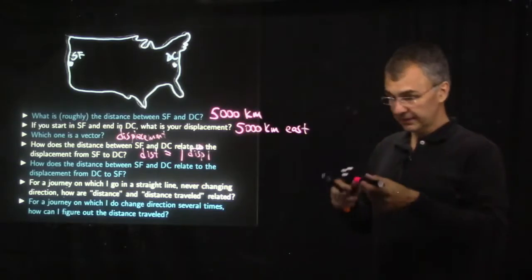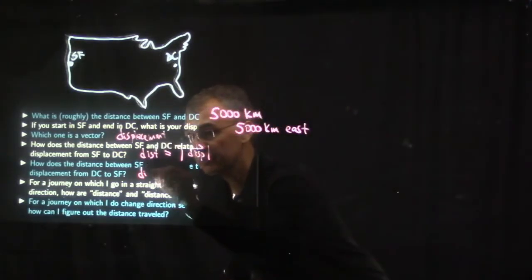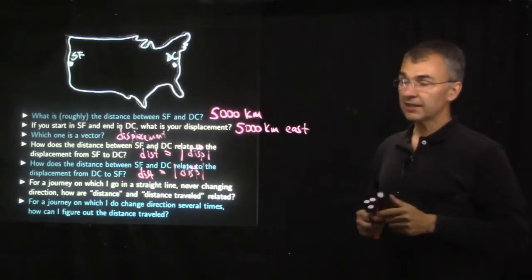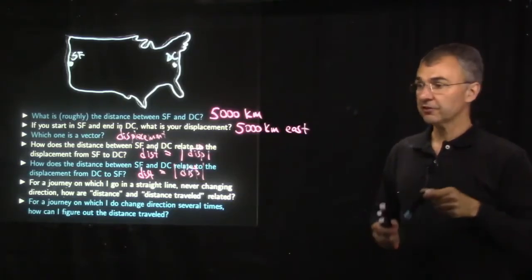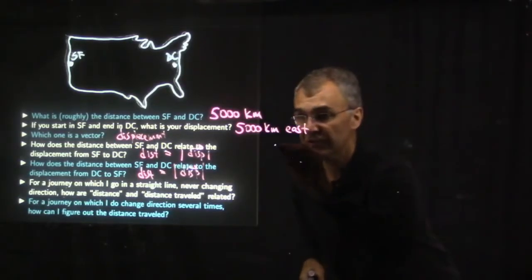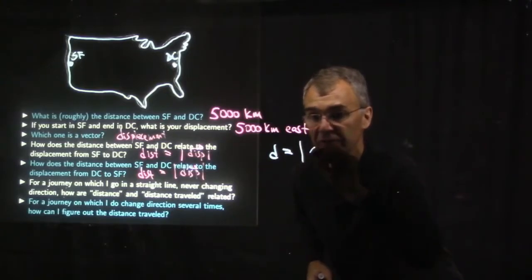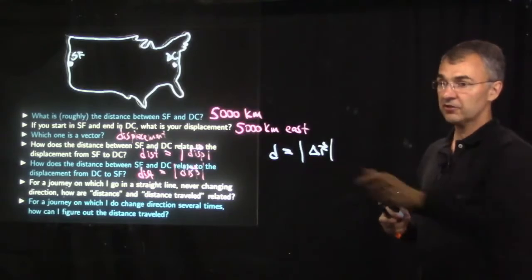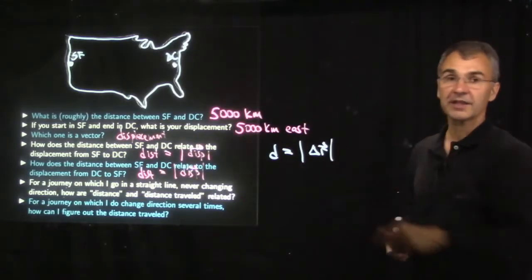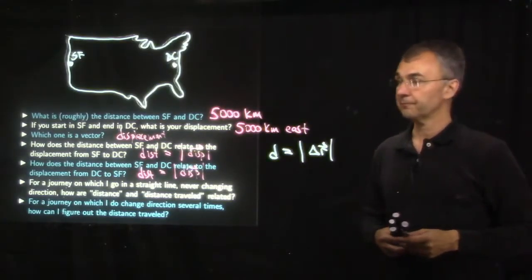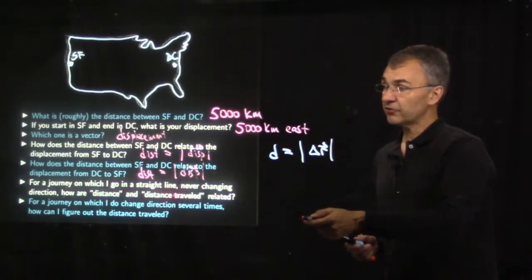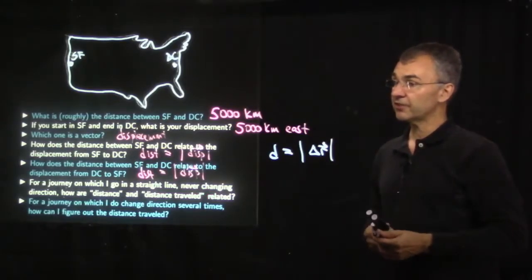So again, I would say that the distance is the absolute value of the displacement, which is a vector. And actually, in just a moment, we're going to use better letters for this. We're going to say that this distance is the magnitude of delta r. So we'll use delta r, the vector, to mean the displacement, and we'll use a lowercase d for the distance in a moment.